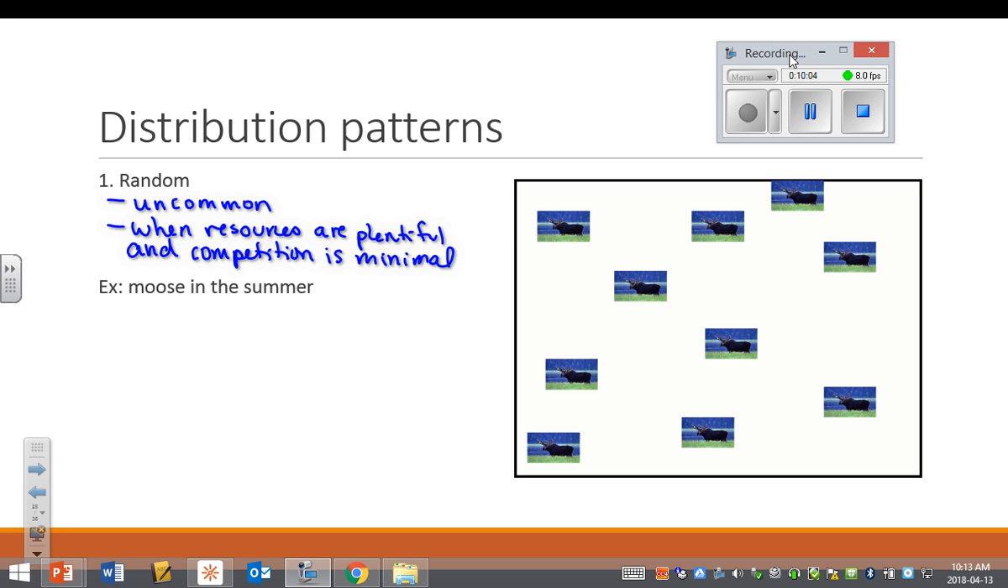Now, just because it's not common doesn't mean it never happens. And so an example that you might see, and I tried to pick examples that were close to us, would be a moose in the prairies in the summertime. And it's important that it's in the summer because that is when plants are more abundant, resources are more easily available. But you might see a bunch of moose, like I have depicted here, randomly distributed in an area.